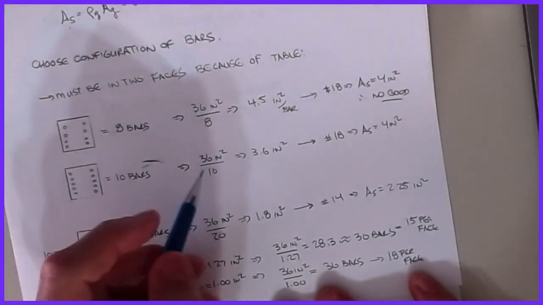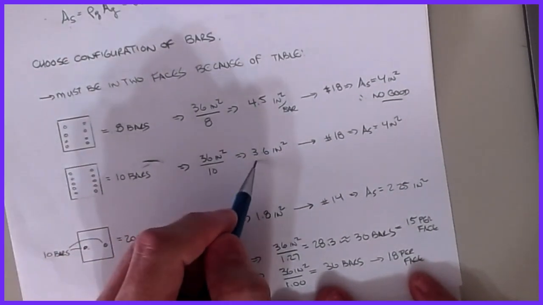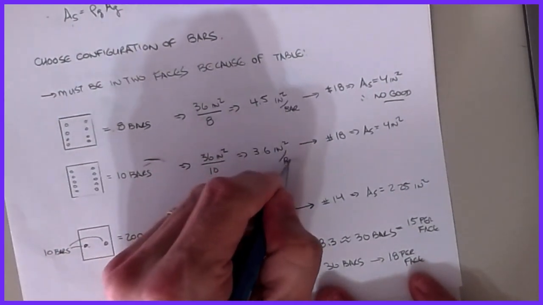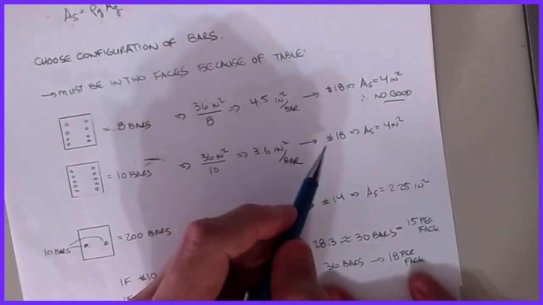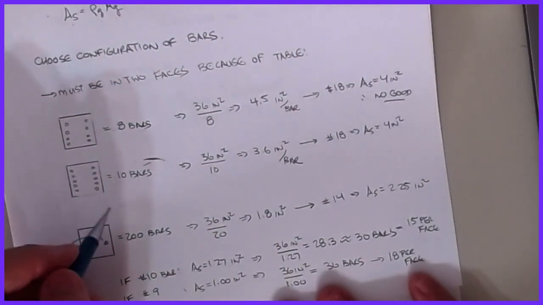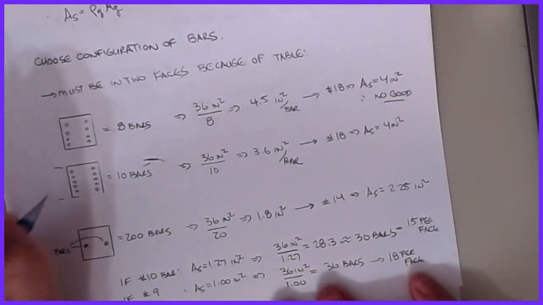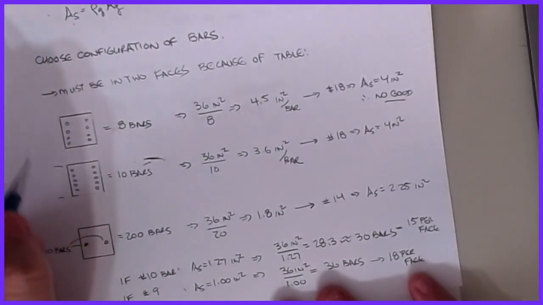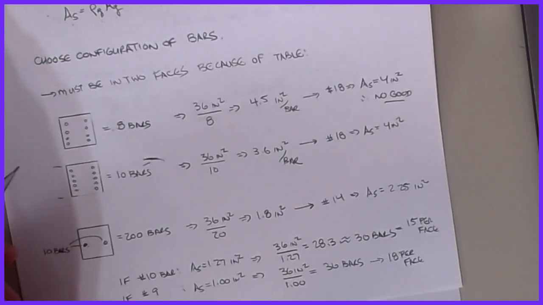Let's try a 10. If I do 10, it becomes 3.6 inches squared per bar, and a number 18 is worth 4. We could do that. I could put 10 number 18 bars, 5 in each face. This dimension is 30 inches, so I'd have plenty of room and plenty of cover to be able to fit all of those in.